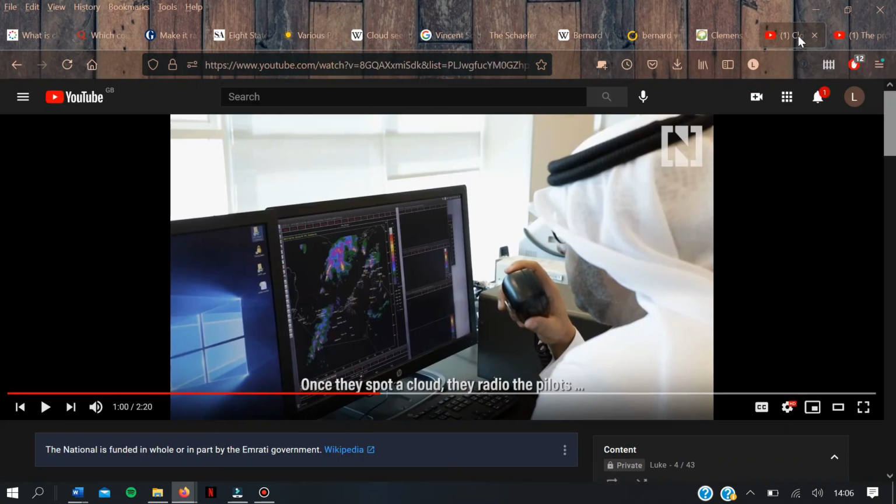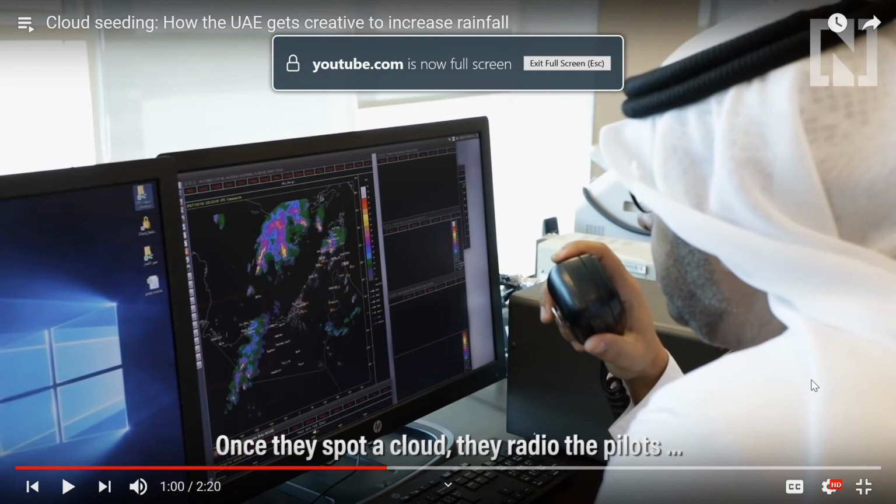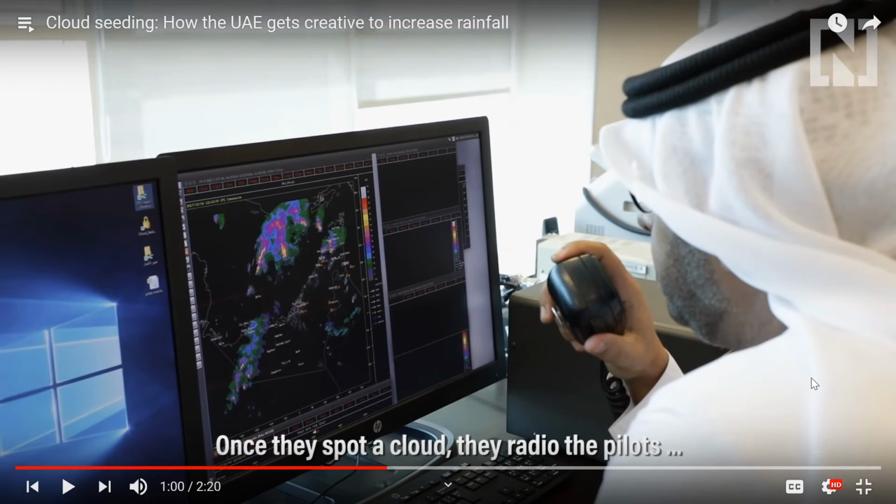Now, I want to show a video of the UAE and how they do their form of cloud seeding, because I think this is very helpful in imagining the process and how it may be quite similar to what people have been saying in the past few years.